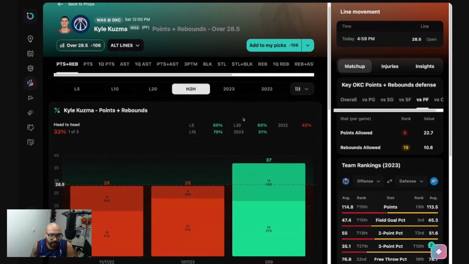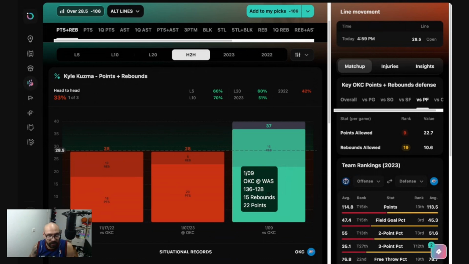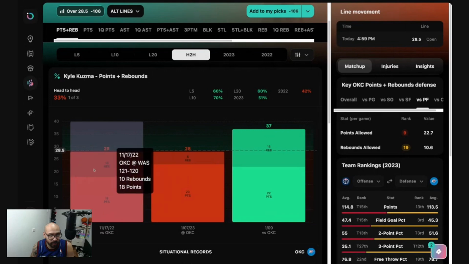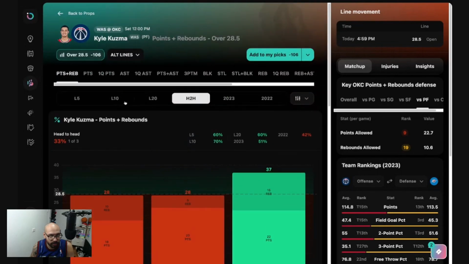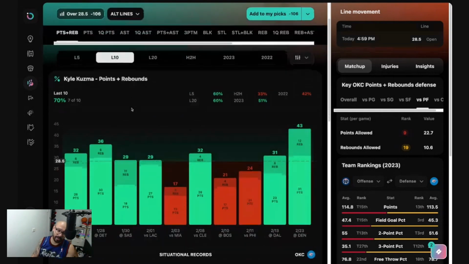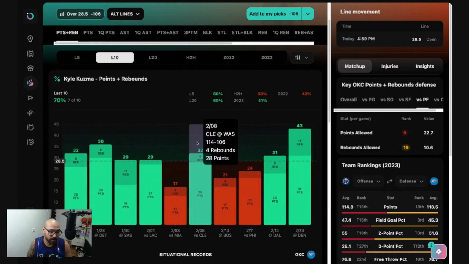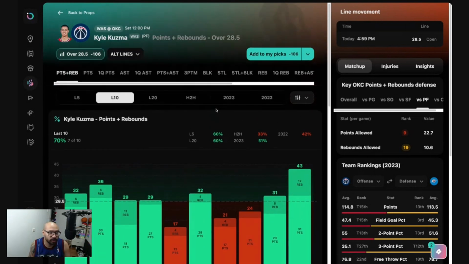In head-to-head matches, he did cover in his last game against OKC. That was about 4 weeks ago: 22 points and 15 rebounds. My Lord. And then prior to that, these 2 games were last season, so I wouldn't put too much stock into that. Looking at his last 10, he has had some strong rebounding games, but his rebounding is inconsistent. And he's also had some excellent scoring games, but that's wildly inconsistent as well. So welcome to the Kyle Kuzma show.